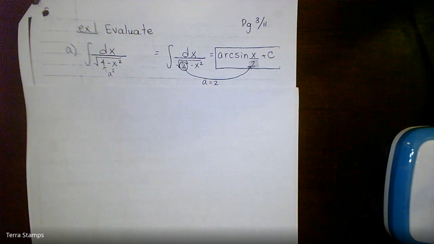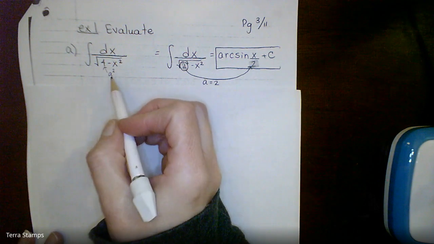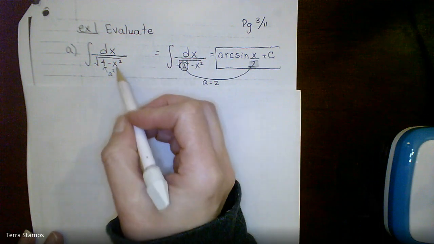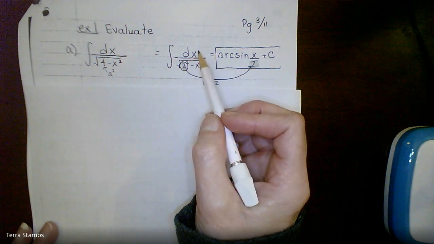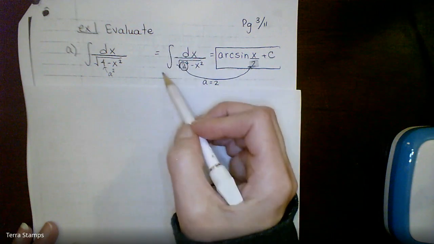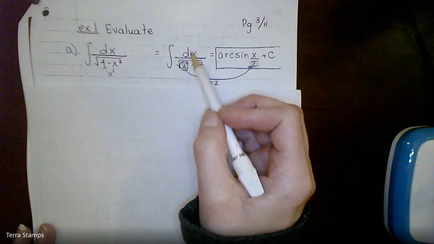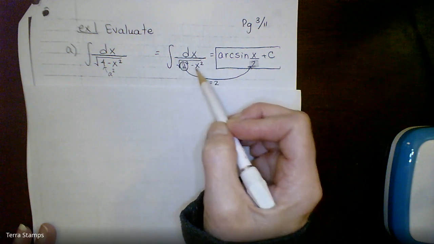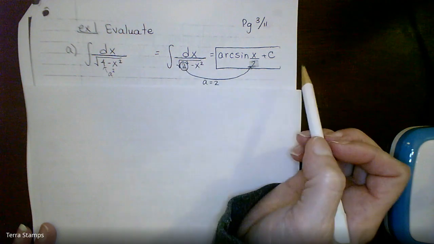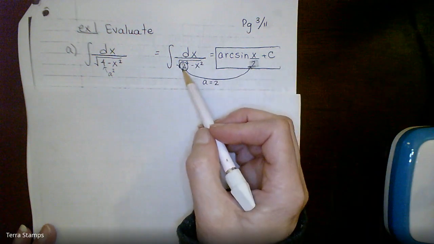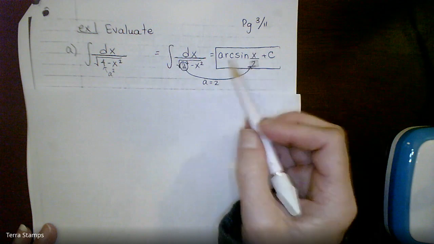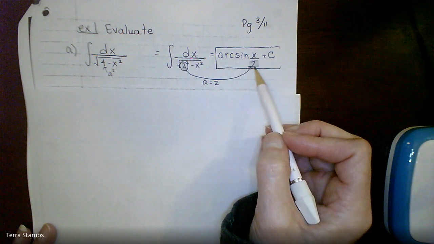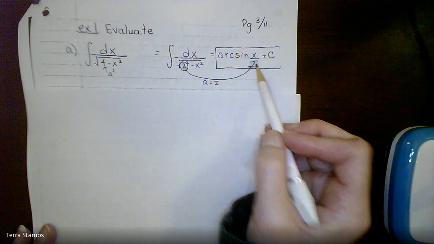In that formula, we had a squared minus u squared. So we can see that that 4 is my a squared, and my u, in this case, just happens to be x. If I put it into the same form as my formula, that's going to be 1 over the square root of 2 squared minus x squared, meaning that my a is 2. So using that formula, this integrates to just be the arcsine of x over a plus c, where a is 2.